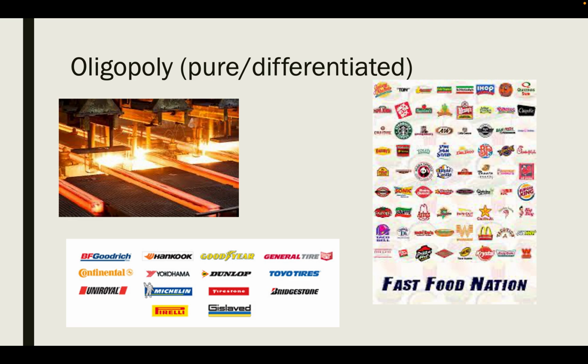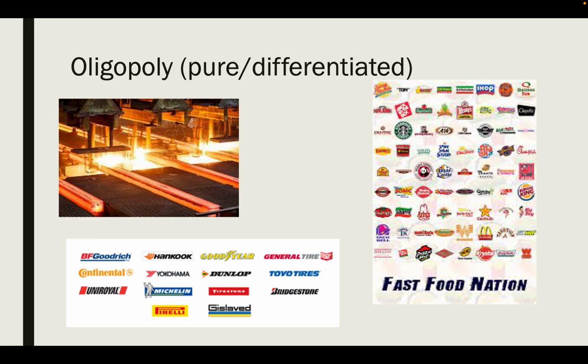So there are only a few companies in the United States that you can get steel from, and the reason this is a pure oligopoly is because their products are homogeneous. Steel is steel. And so the only thing that they really can compete on is like price and delivery.